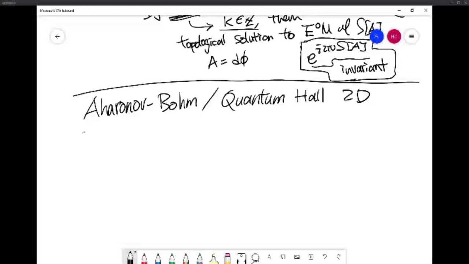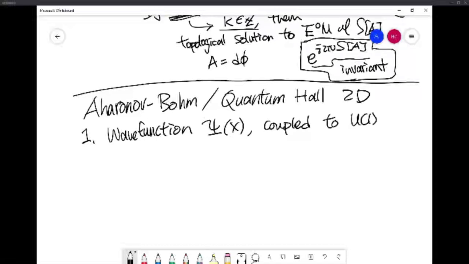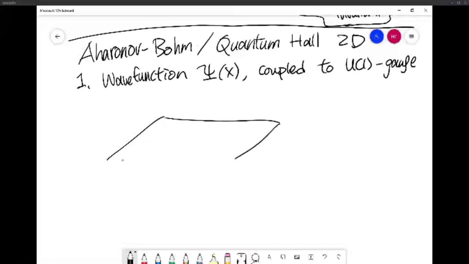So the starting point is that we have the wave function. I'm going to just think about a single particle wave function, psi of x. But then this is coupled to a U(1) gauge field, to a magnetic field. The setup is as follows. Let's say we are on a 2D plane, and we have a magnetic flux that threads through this entire plane.